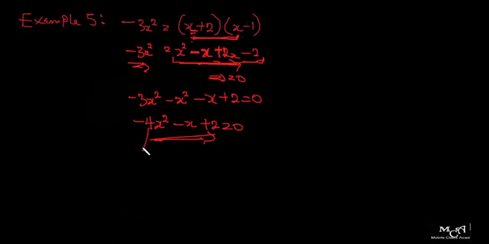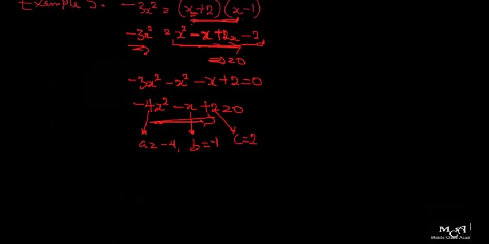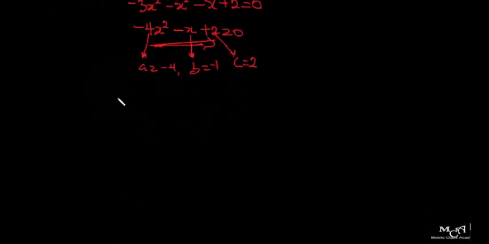We are going to identify this as a. Our a is what? Minus 4. We identify this as our b. Our b is what? Minus 1. We are going to identify this as our c. Our c is what? Is 2. Let's use our formula. We input all the values inside.